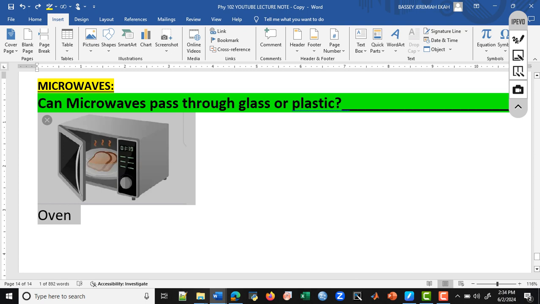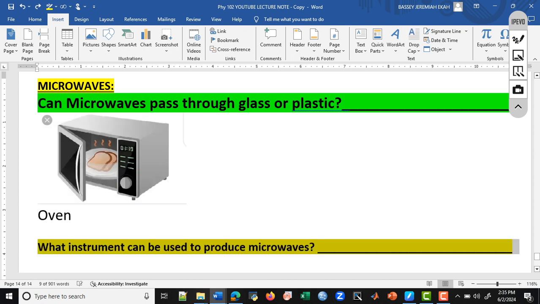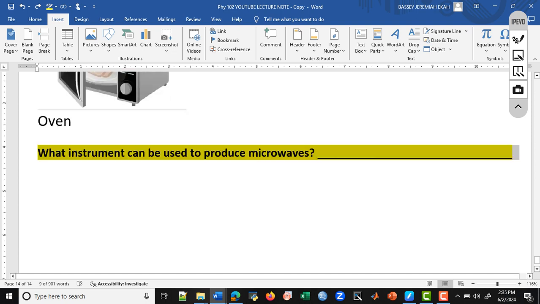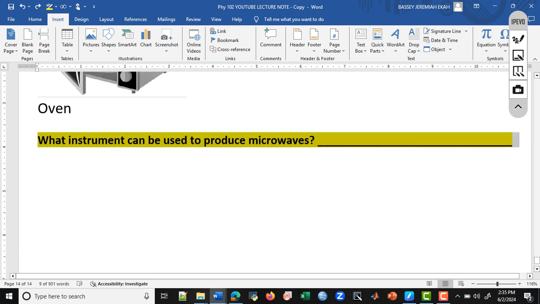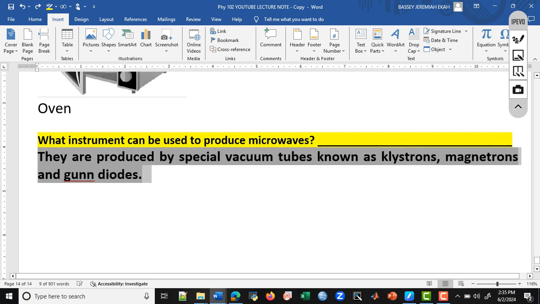What instruments can be used to produce microwaves? Microwave can be produced by special vacuum tubes such as the klystron, magnetrons, and the Gunn diode. You can use the klystron, the magnetron, and the Gunn diodes to produce microwaves. What are microwaves?